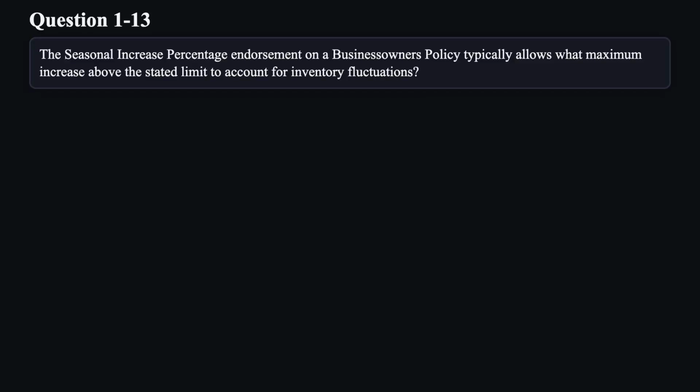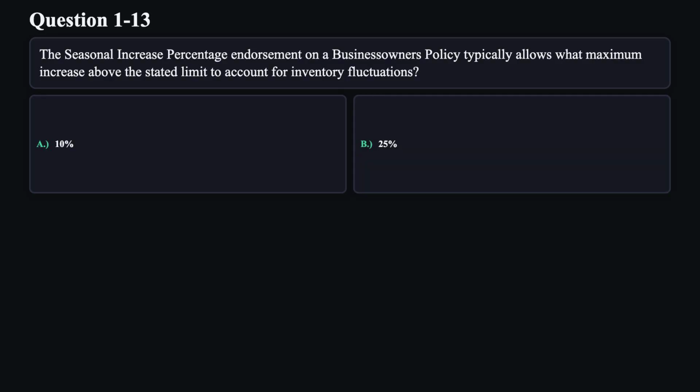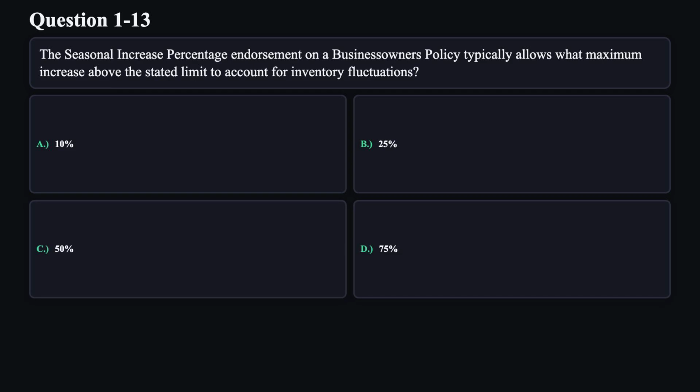Question 13. The seasonal increase percentage endorsement on a business owner's policy typically allows what maximum increase above the stated limit to account for inventory fluctuations? A. 10%. B. 25%. C. 50%. D. 75%.